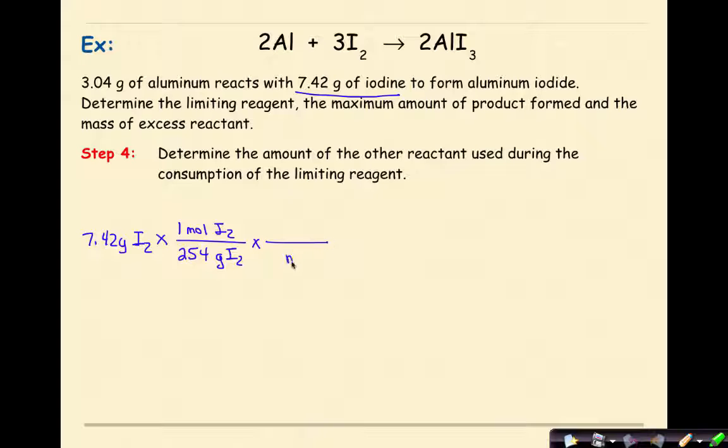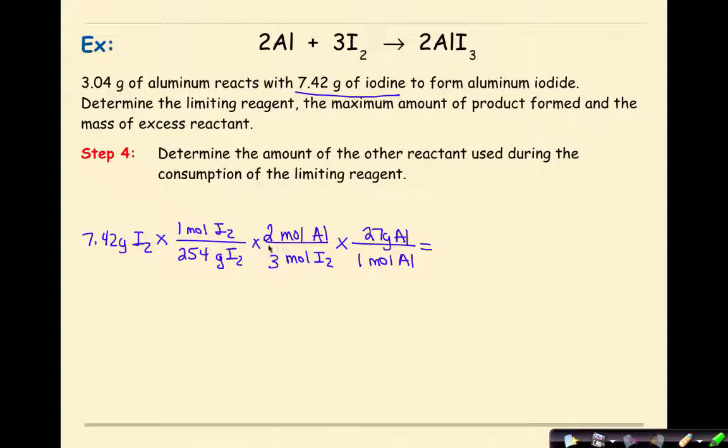Now I'm going to go from moles of I2 to moles of aluminum, the other reactant that was not completely consumed. And again, I'm going to use the coefficients from my balanced equation here. So I'm going to put a 2 here and a 3 here. And then my last step here is to convert into grams of aluminum. So I know that in 1 mole of Al, that's going to be 27 grams of Al.